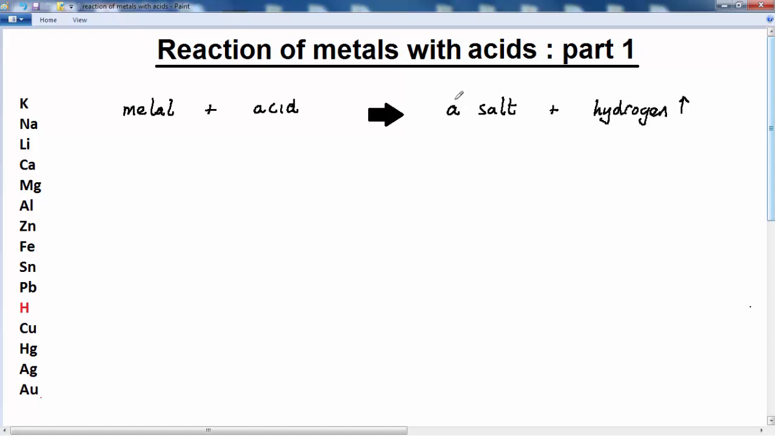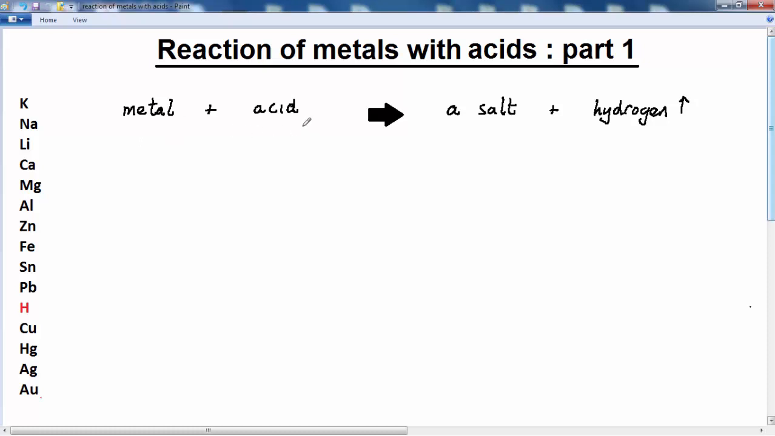Now, the type of salt that's produced depends upon the type of acid and the type of metal, and we'll look at that more in the next lesson. But first of all, we want to consider this general reaction in the context of the reactivity series, in the same way that we've just done with water.